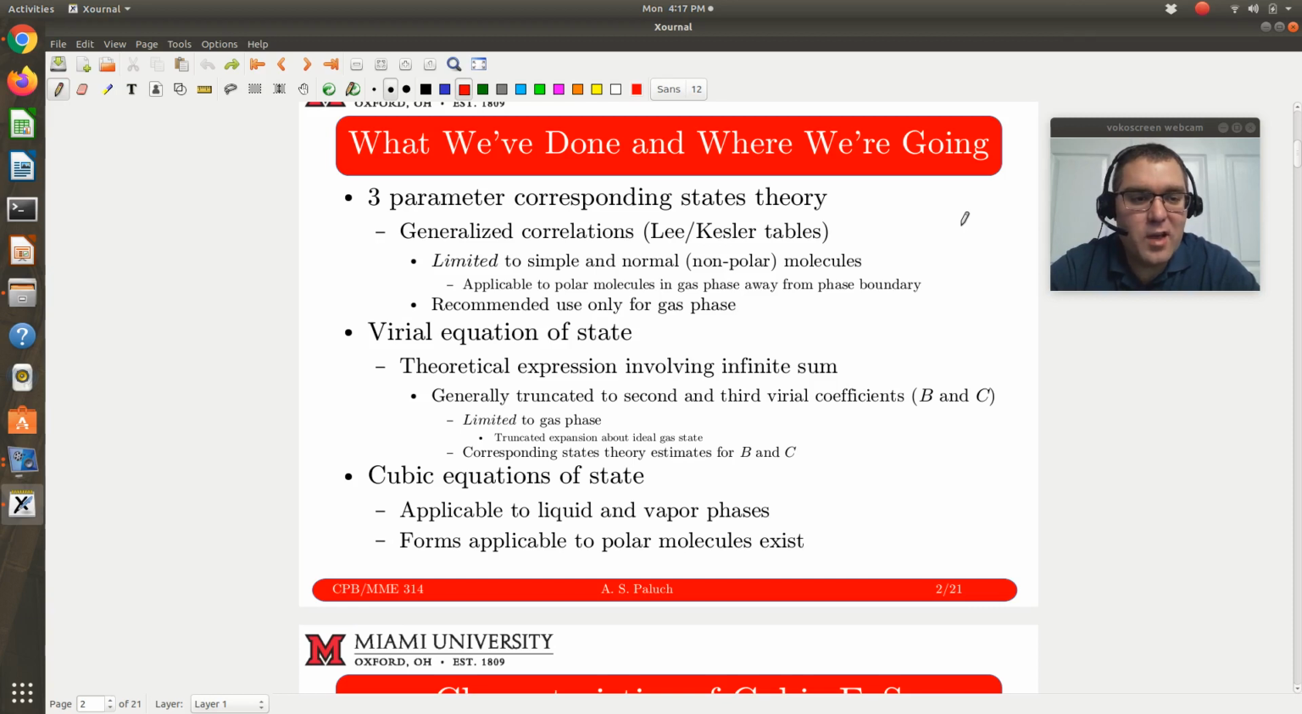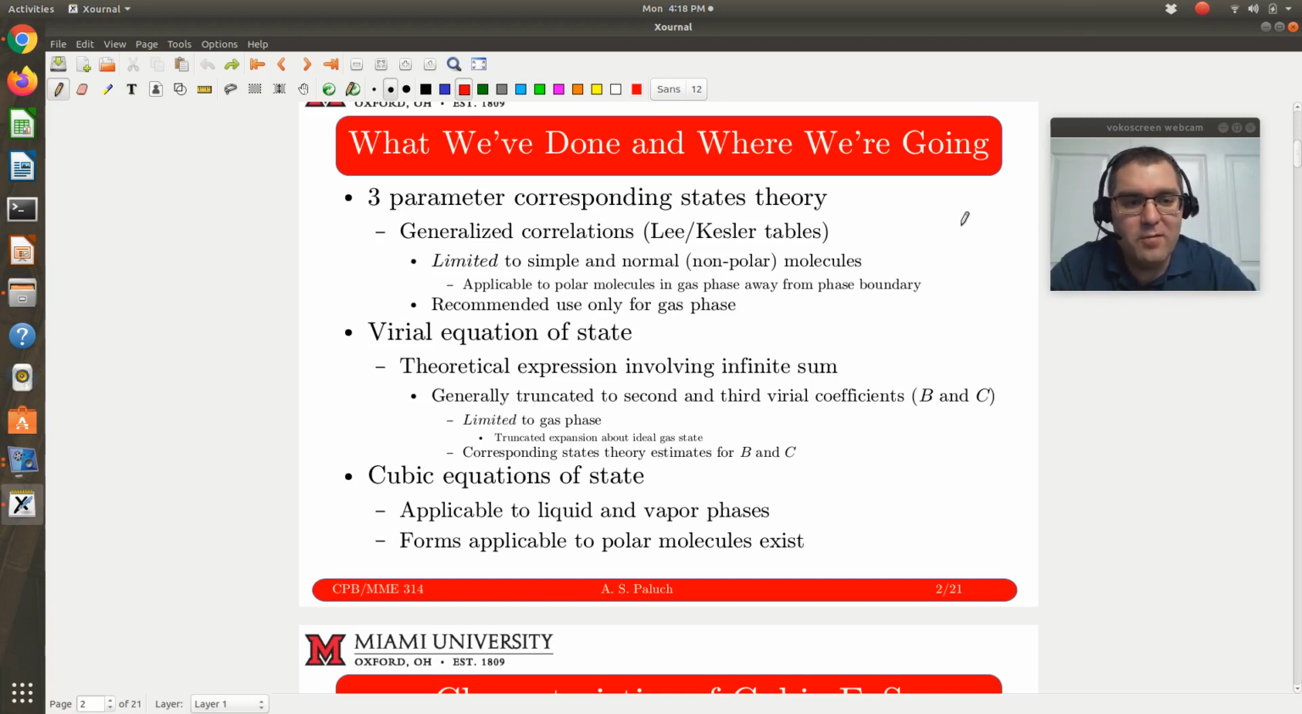Lee Kesler just came in after Pitzer, who is the guy that championed and developed these methods. Lee Kesler are the people that took these generalized graphs and tabulated them in a more convenient form to work with. But three-parameter corresponding states theory, or generalized correlations or Lee Kesler tables, are typically limited to simple and normal or nonpolar molecules. So the range of applicability, the type of system that they can measure, is going to be limited. And typically, you're going to use these only to model gas phase systems.